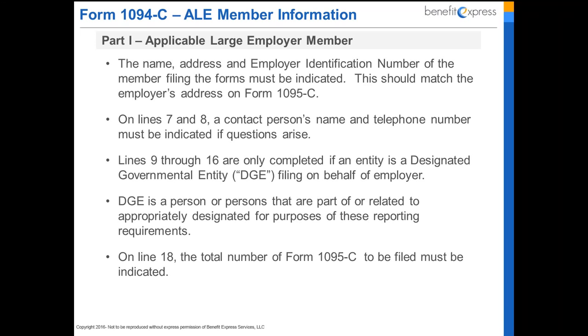Okay, next question. We offer coverage to our part-time employees at 20 hours a week. Do we provide them with the 1095C? No. If you're insured, no, because it only goes to full-time, because they will get a 1095B from the insurance company. Okay, next question.